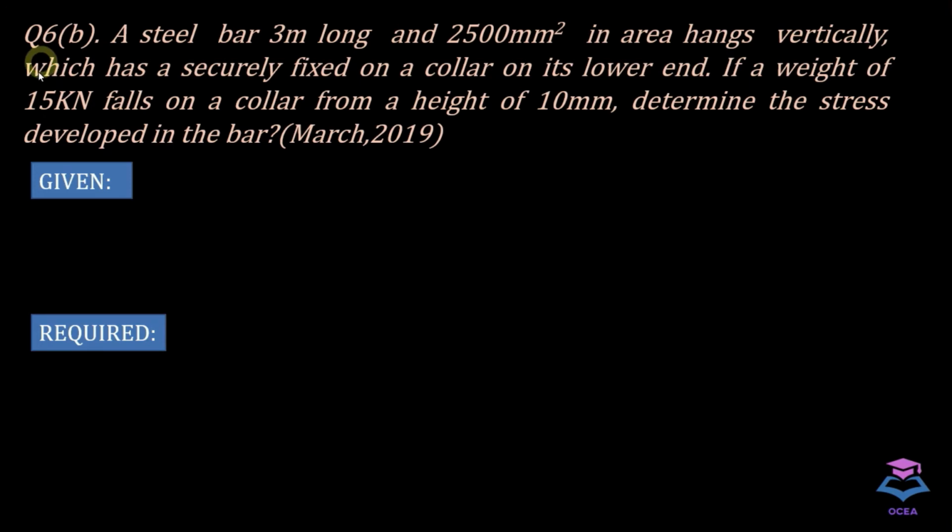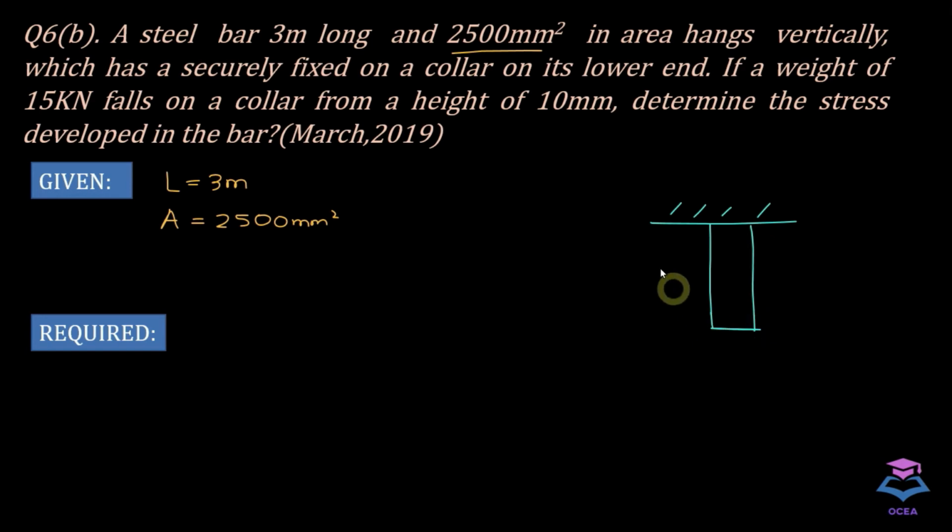Okay, now the second question, question number 6b, says that a steel bar 3 meter long. So L here is equal to 3 meter, and area here is equal to 2500 millimeter square. It hangs vertically. So if I draw a diagram, it would look something like this. So I have a rod which has a length of 3 meter, and it has a securely fixed collar on its lower end.